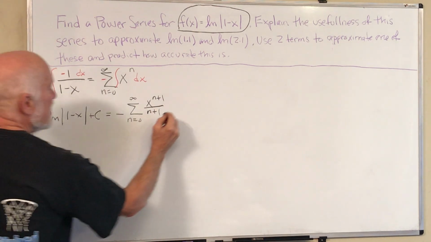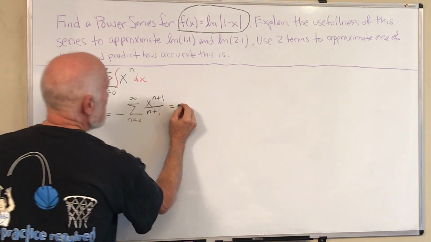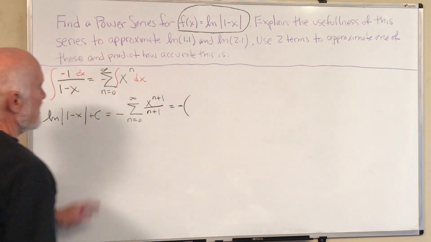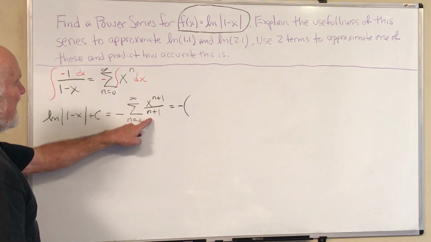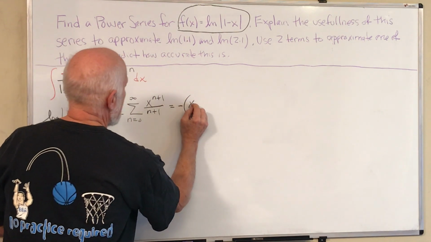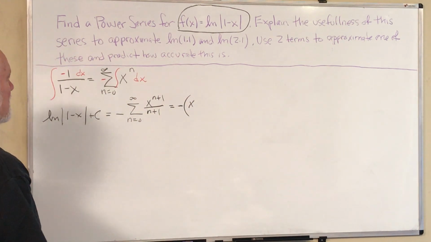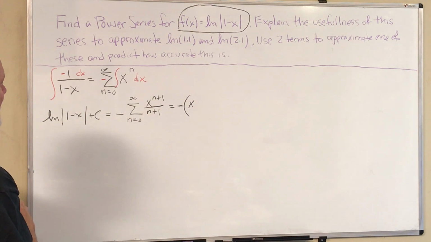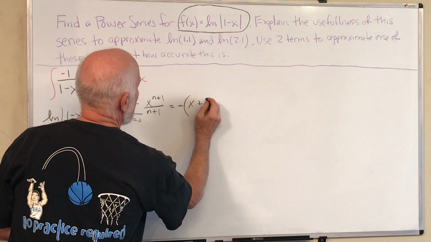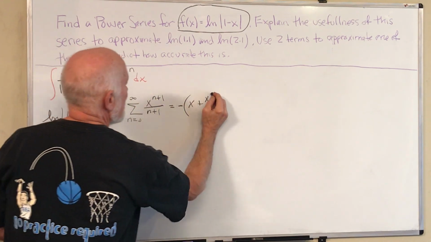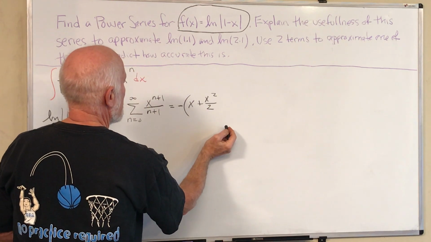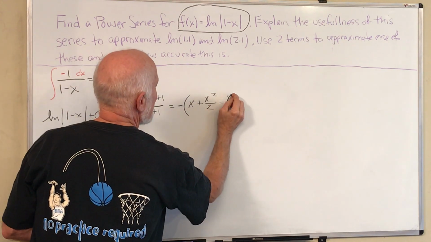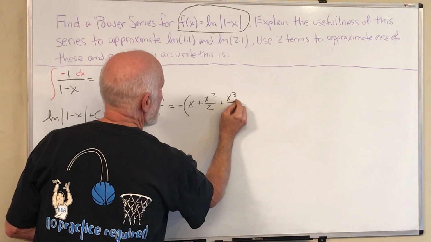So if I write this out, I get minus, in the first term when n is 0, is x. And then I have plus x squared over 2, plus x cubed over 3.